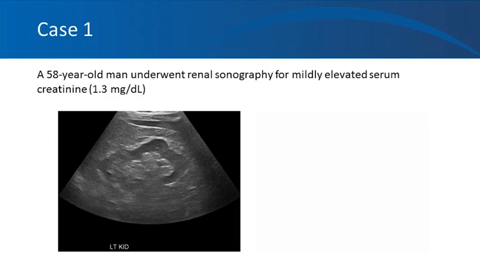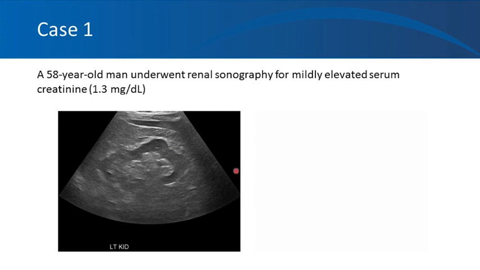So the first case, here is a 58-year-old man who underwent renal sonography for mildly elevated serum creatinine. It was about 1.3 milligram per deciliter. So what do we see here? This is a left kidney, and you see the spleen here and the kidney. The only thing that appears to be slightly off here is the outline of the kidney, where you see the bulge here in the lateral border of the kidney. And the question here is, is it a mass?